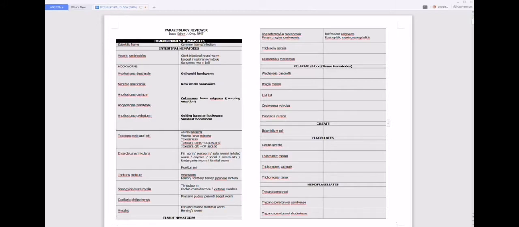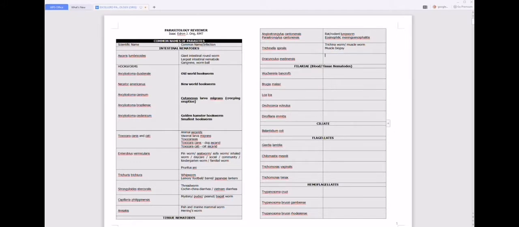next, Trichinella spiralis. So Trichinella spiralis is also called trichina worm. Trichina worm or muscle worm. Kasi di ba, it affects the muscle cells or the muscle tissue of the human host. So it is called as trichina worm and muscle worm. So, question lang, what do you think is a diagnostic sample for Trichinella spiralis? Di ba? It is muscle biopsy. So, kaya siya muscle worm kasi muscle biopsy.